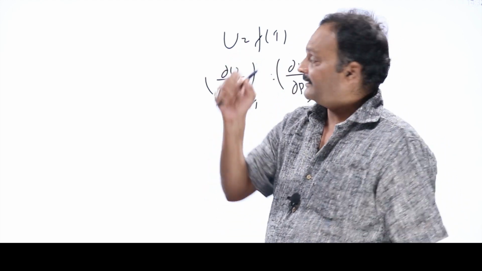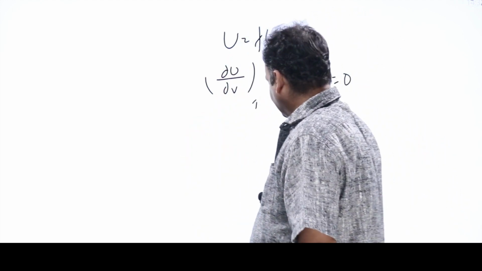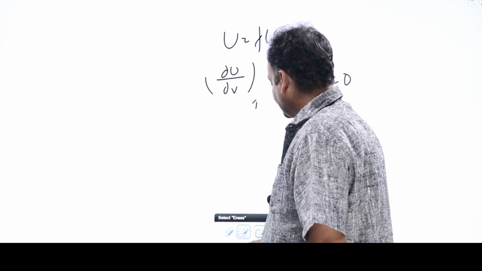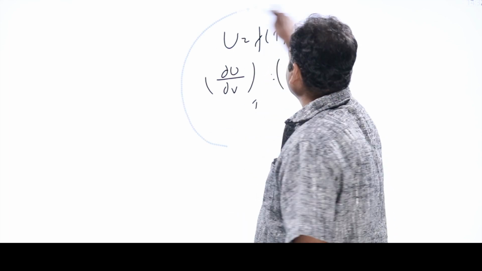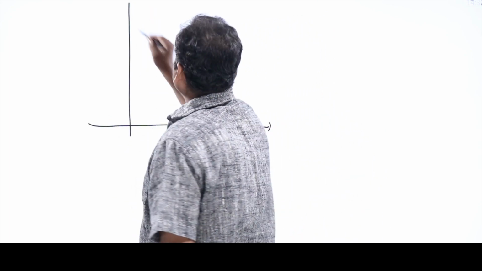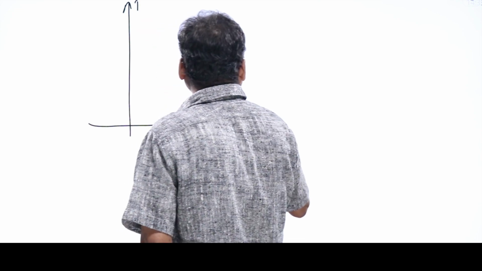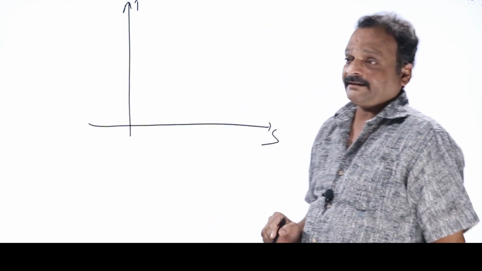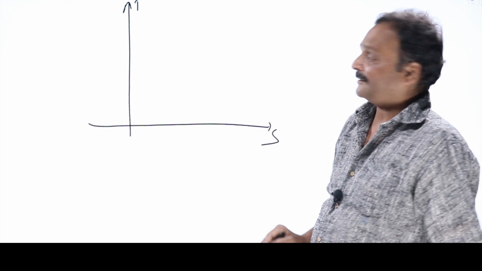Here temperature T is taken on the y-axis and entropy is taken on the x-axis. This is known as Tephigram or Ts diagram.